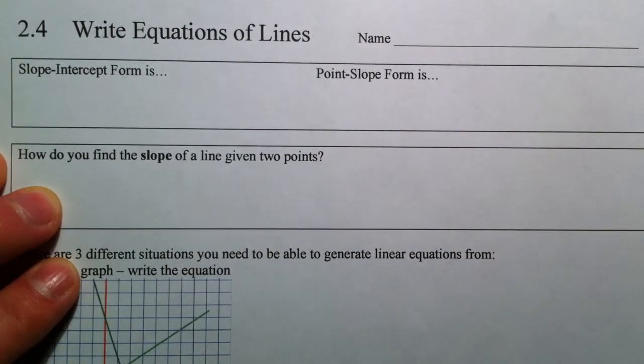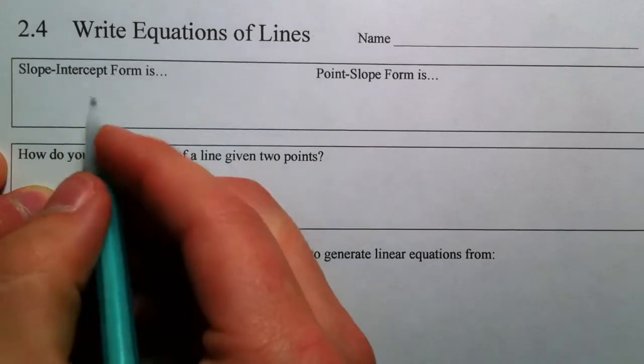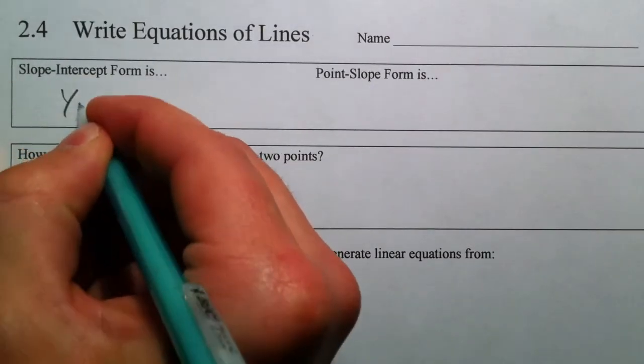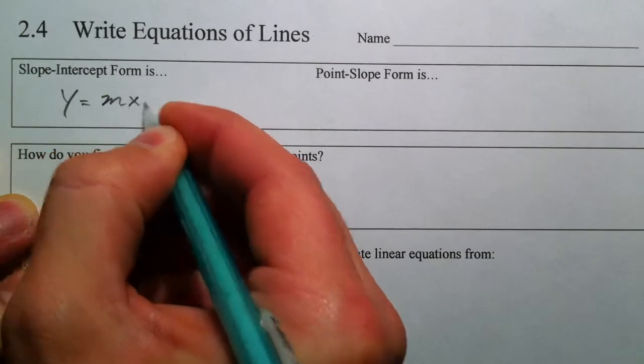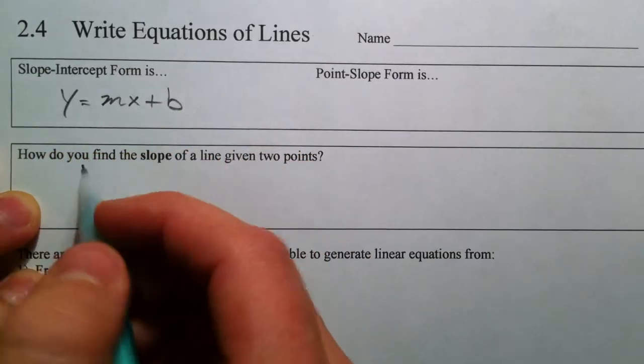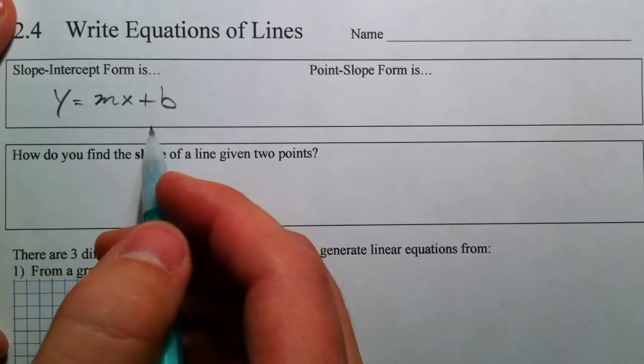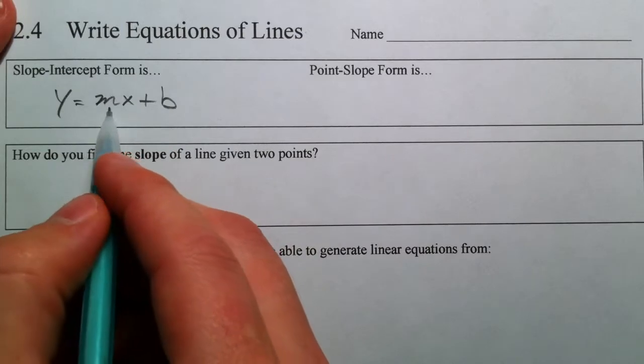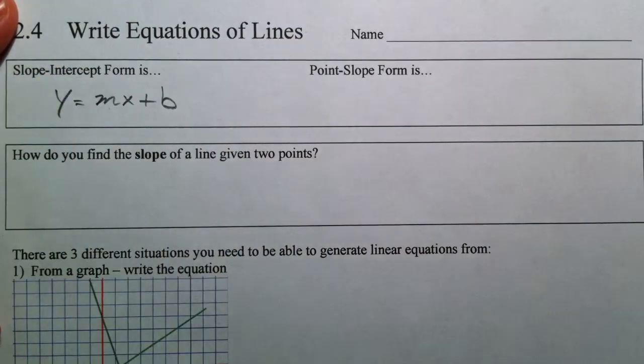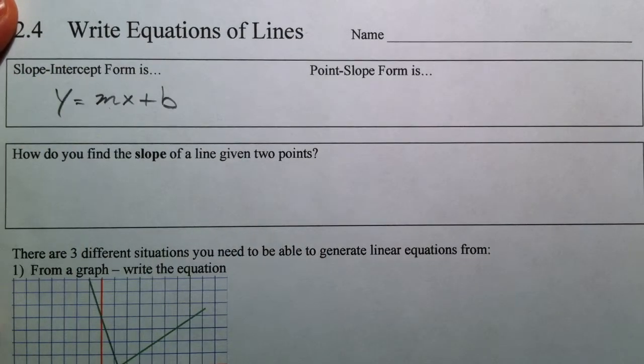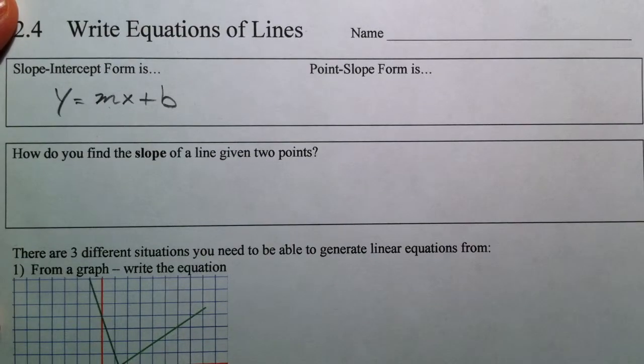Alright, so last time we graphed lines, this time we're going to write the equations of lines. So remember that slope-intercept form is y equals mx plus b. This is typically the one you remember, and so you have to remember that the slope and the y-intercept are two essential things that you need to write the equation of a line very easily.